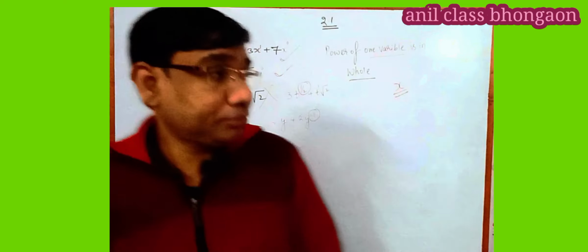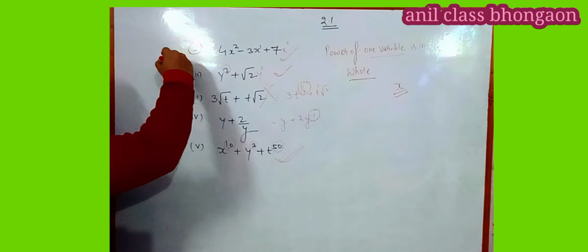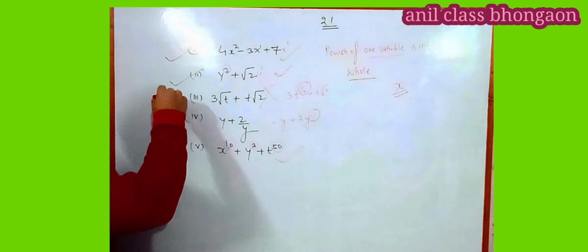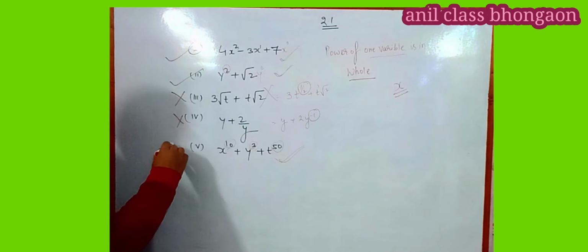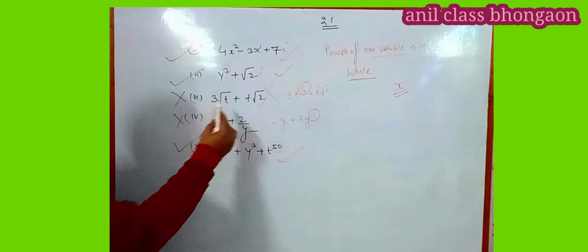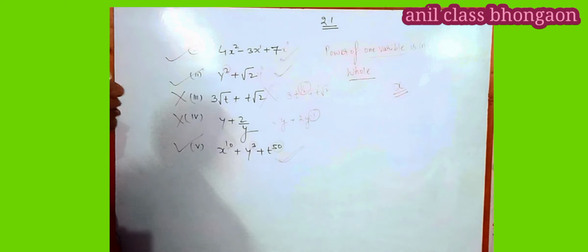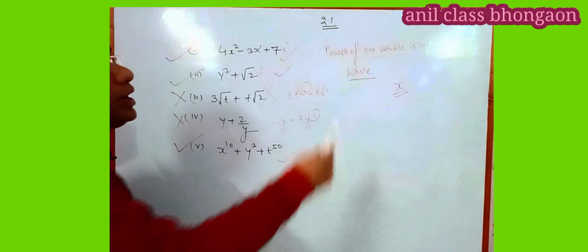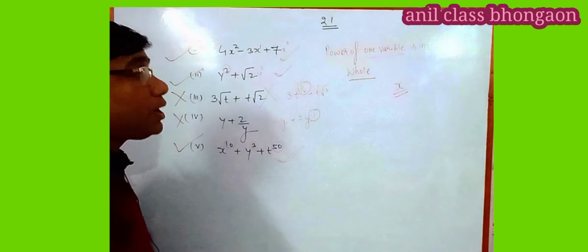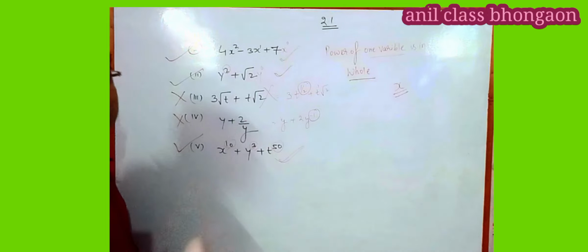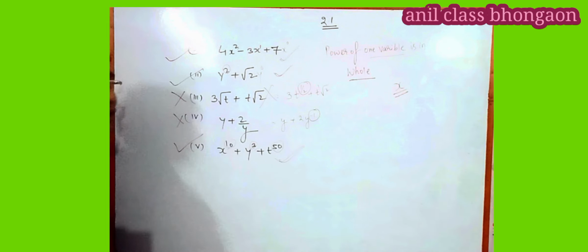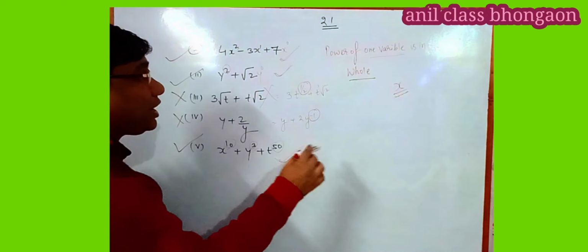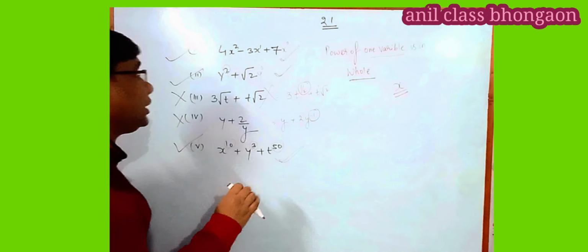So my friend, this is a polynomial in one variable, this is a polynomial in one variable, this is not, and this is. This equation is not in polynomial form because the power does not exist as a whole number. It exists as a fraction, a rational number. And this is a negative integer. So you can easily understand this.